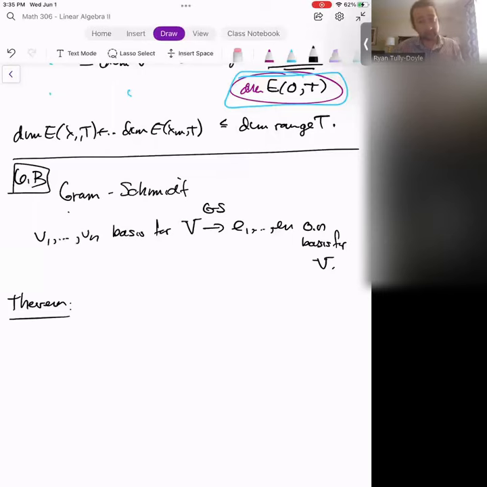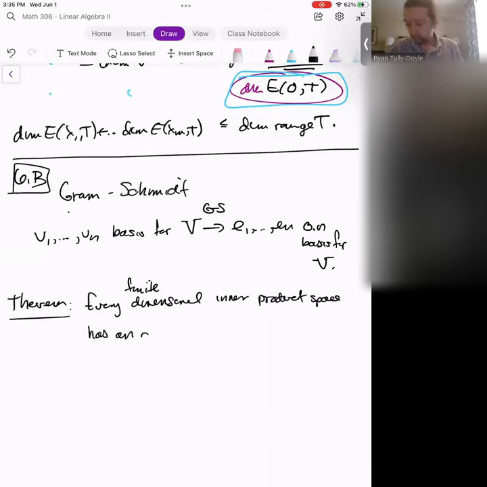So it seems like an obvious theorem, but it's worth pointing out. Every finite dimensional vector space, and it is important that we're talking about finite dimensional here. Every finite dimensional inner product space has an orthonormal basis.